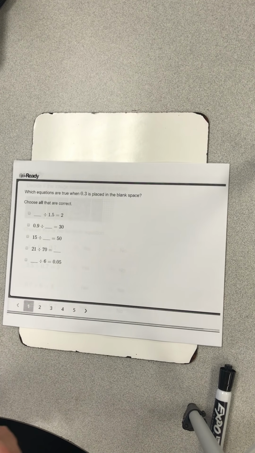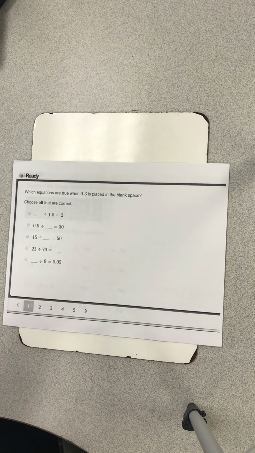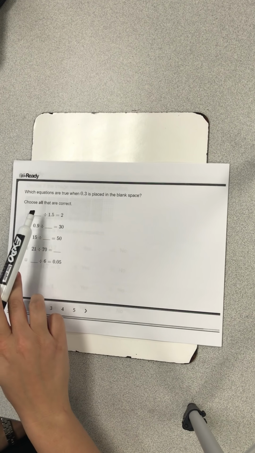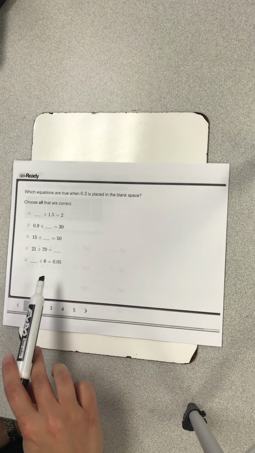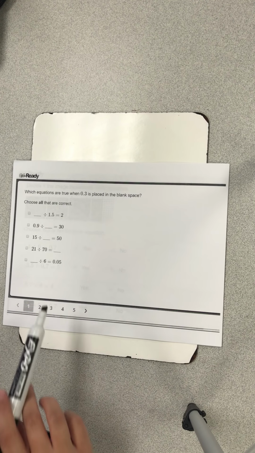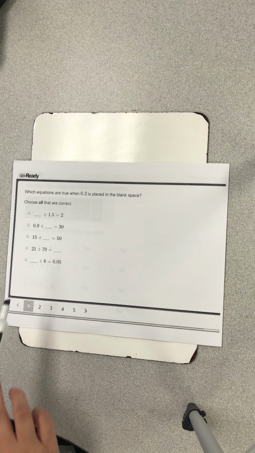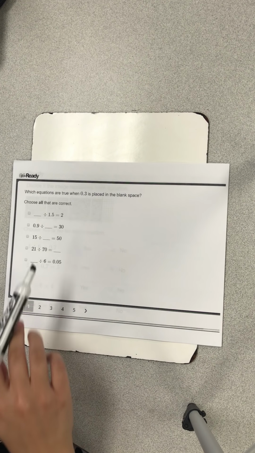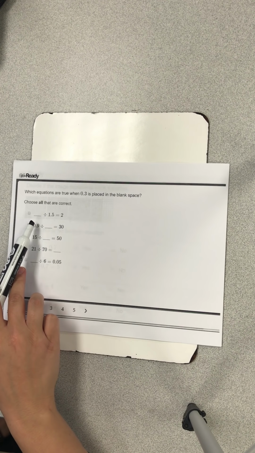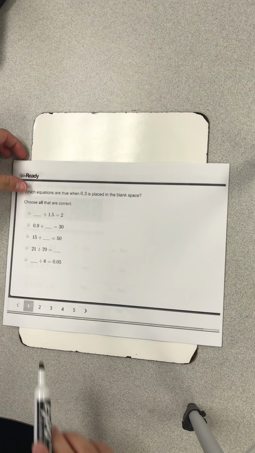All right, in this video, we're going to take a look at dividing with our decimals. So if we look at the standards mastery questions that you had, the first question says, which equations are true when you take 3/10 and put it in the blank spaces that they give you below? In some of these cases, your 3/10 could be your dividend, your divisor, or your quotient.